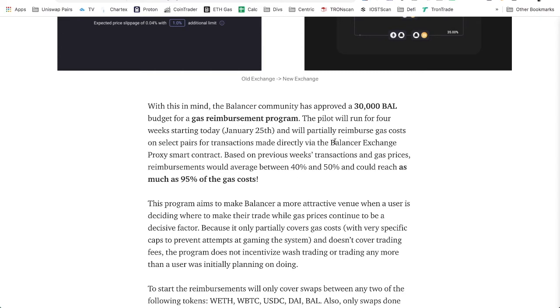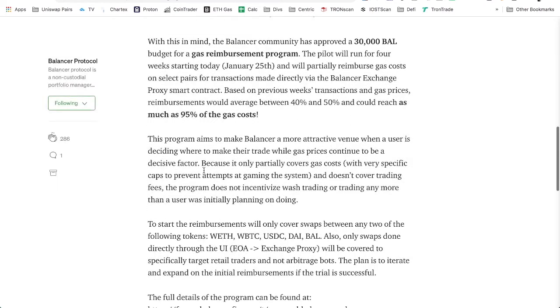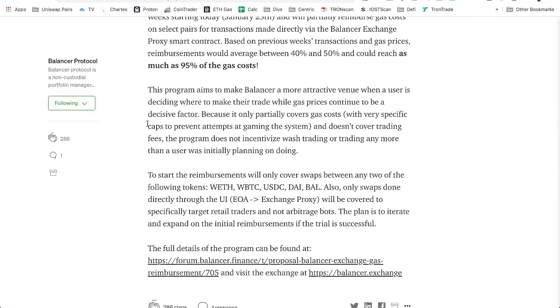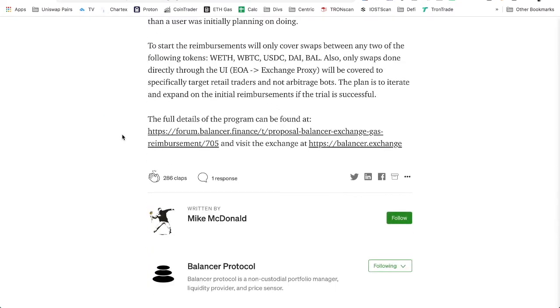Now, you need to use this UI that I just showed you. This program aims to make Balancer a more attractive venue when a user is deciding where to make their trade while gas prices continue to be a decisive factor, because it only partially covers gas costs with very specific caps to prevent attempts from gaming the system. And it doesn't cover trading fees. The program does not incentivize wash trading or trading any more than a user was initially planning on doing.